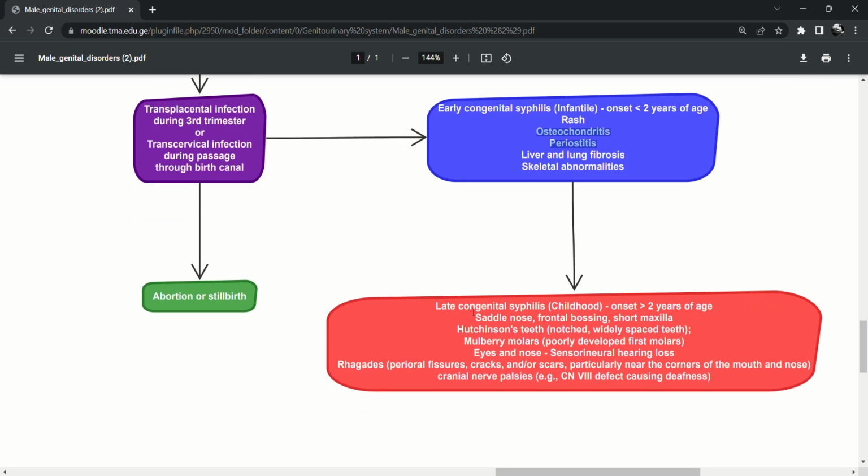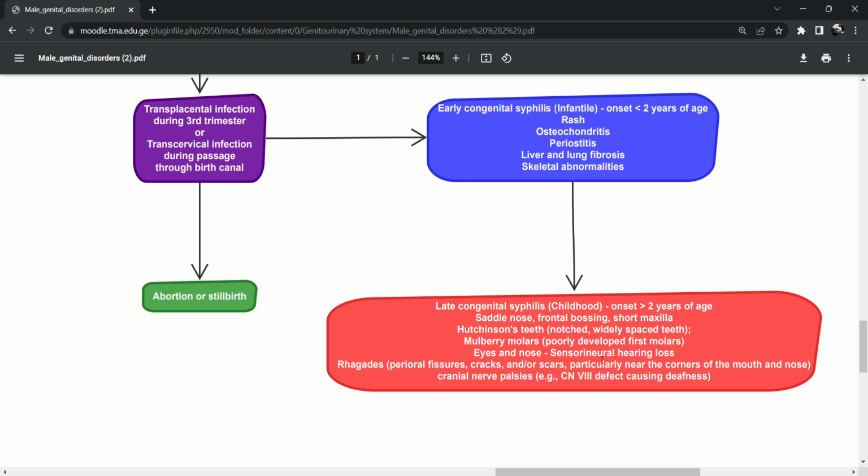But late congenital syphilis is for children infected with congenital syphilis with onset after 2 years of age. This is characterized by the saddle nose, frontal bossing, short maxilla. Those are all bone deformities, which are really severe. There are Hutchinson teeth, which are notched, widely spaced teeth. They have mulberry molars, poorly developed first molar teeth.